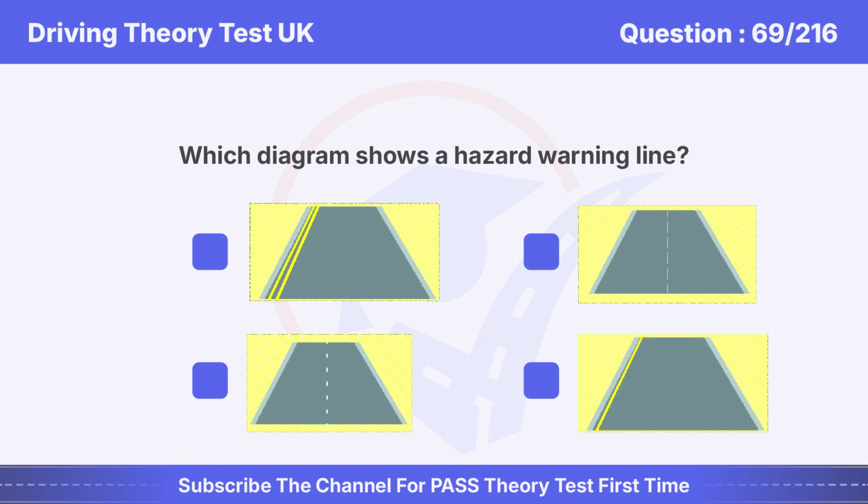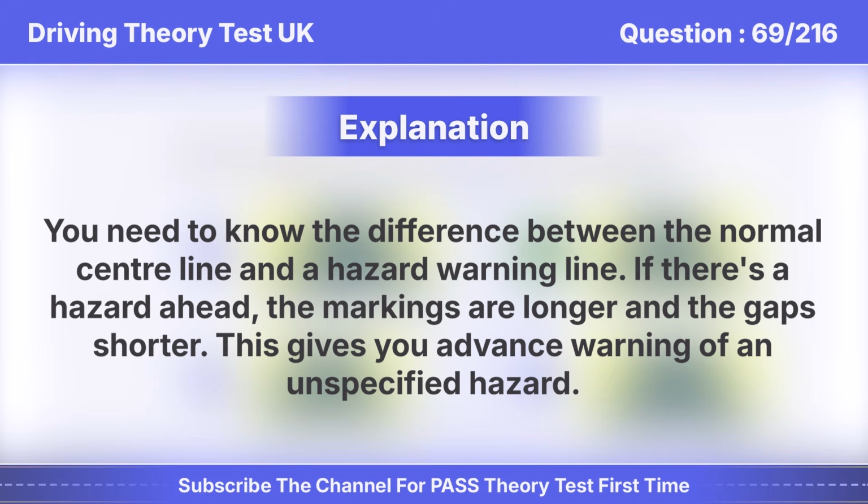Question 69. Which diagram shows a hazard warning line? Answer is B. You need to know the difference between the normal center line and a hazard warning line. If there's a hazard ahead, the markings are longer and the gaps shorter. This gives you advance warning of an unspecified hazard.